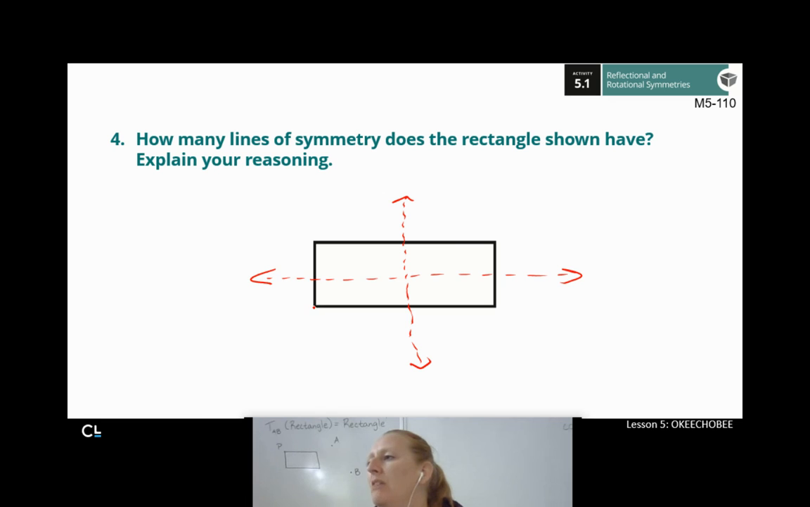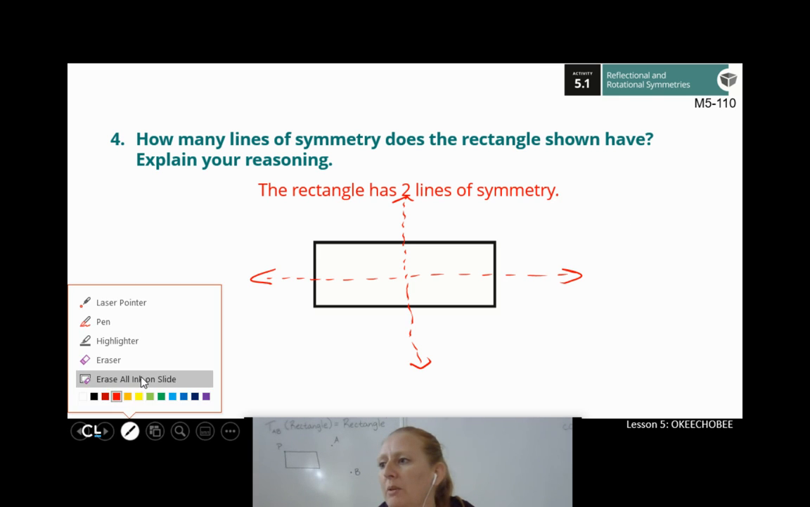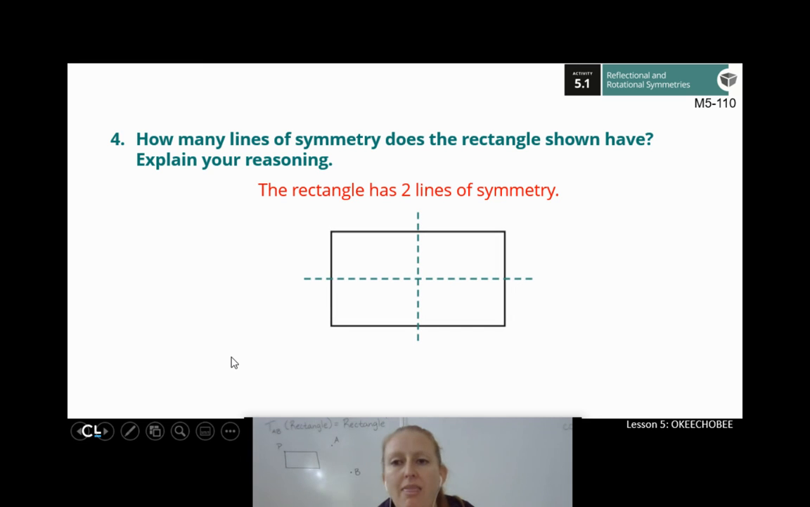I thought about trying to fold it corner to corner, but I realized that if I folded it corner to corner, these corners weren't going to line up when I did my fold. They were going to be off a little bit. So it looks like my rectangle has 2 lines of symmetry. I'm going to erase all this and I'll put the pretty one up. There it is. What about your square?